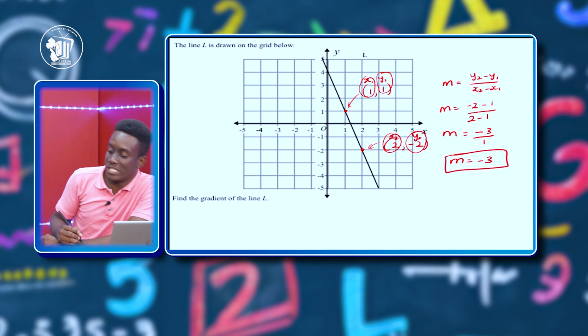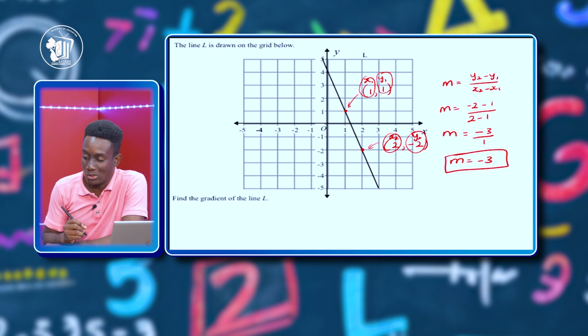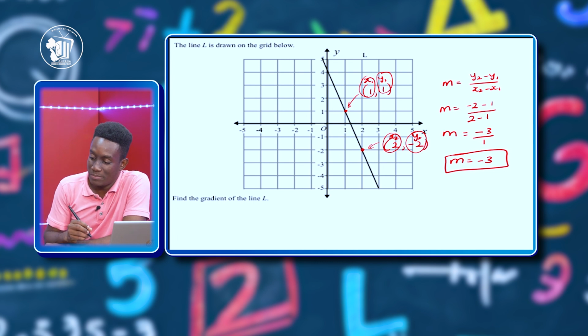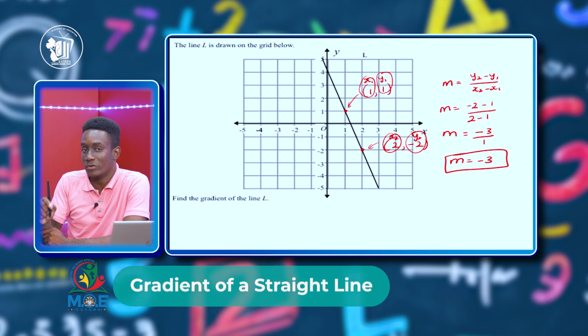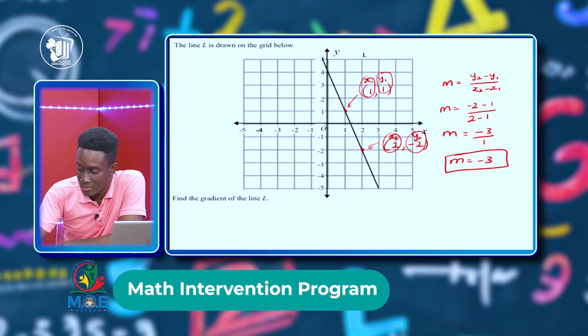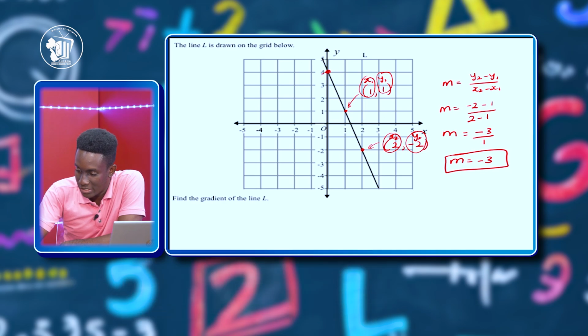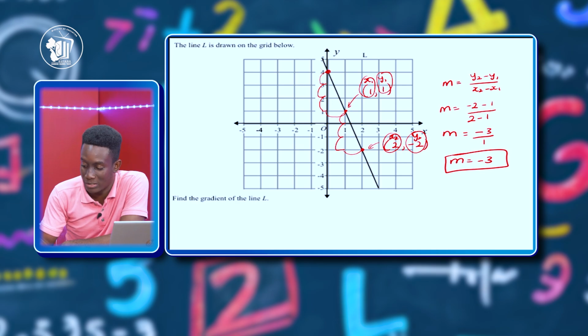So we see negative 3 is the same as negative 3 over 1. Let's interpret what that means on the graph. That means as we go down 3 times and we go across 1 time, we should move from one point of the line to the other. Let's try from this point here. This means we go down 3 times since it's a negative. So we go down 1, 2, 3. And then we go across 1 time, and we should reach back on the line. Let's go down again 3 times, 1, 2, 3, and we go across 1 time. We should be back on the line.